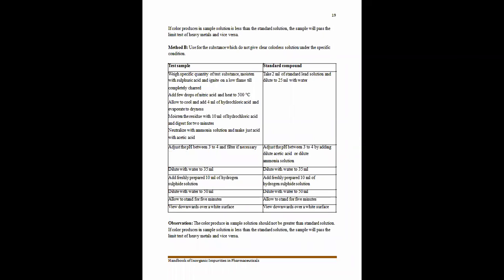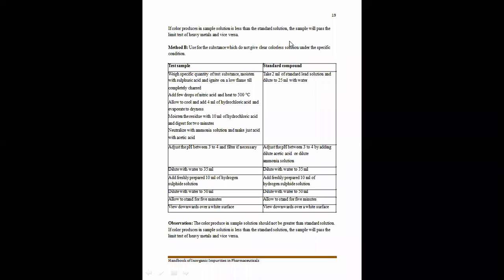What actually is method B? With respect to method A, there is production of a clear colorless solution under specific conditions. Now, what specific condition have we maintained here? We have maintained a pH of approximately 3 to 4 throughout the reaction. And this pH we have maintained by using either acetic acid or ammonia solution. By adding both of these solutions, we have maintained the pH of the solution at 3 to 4.